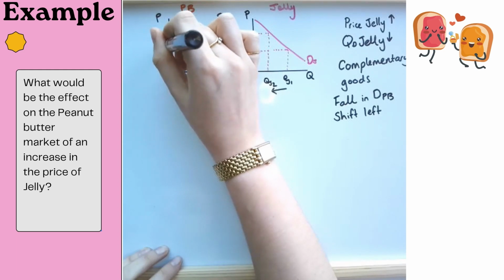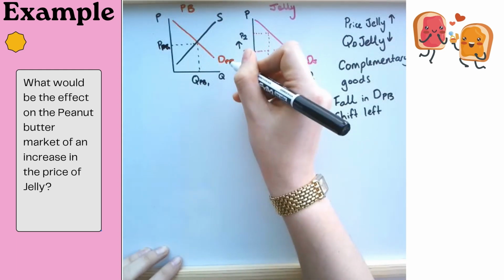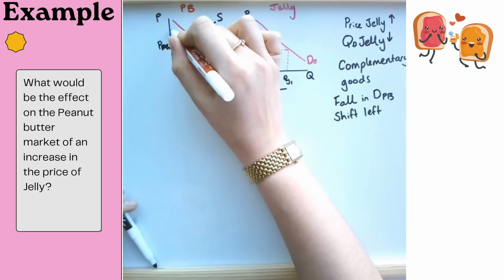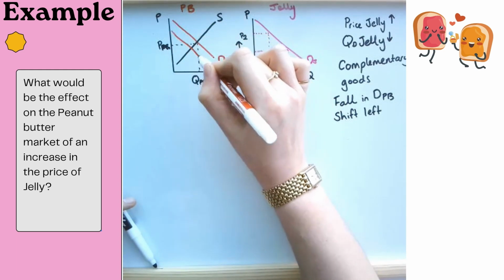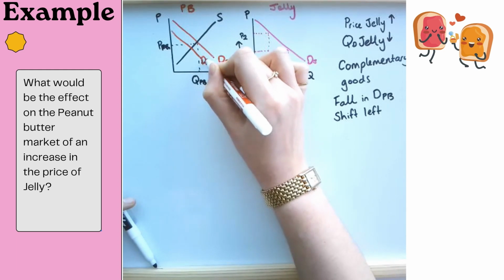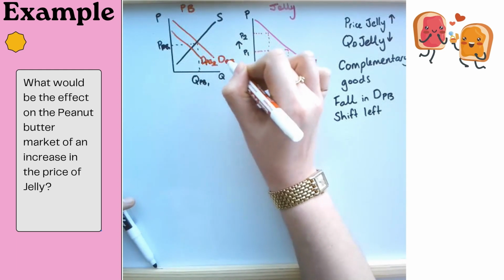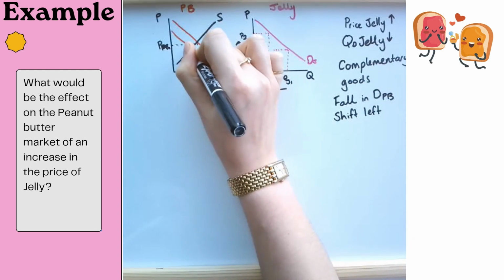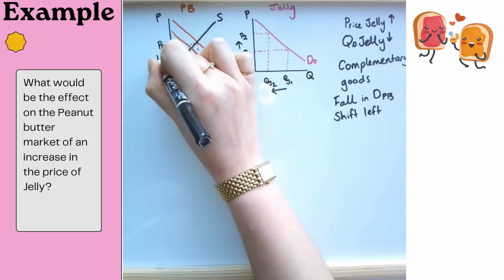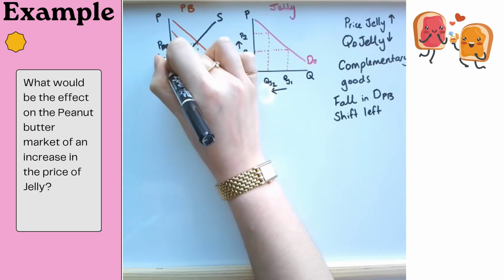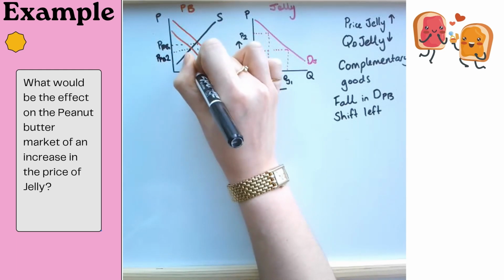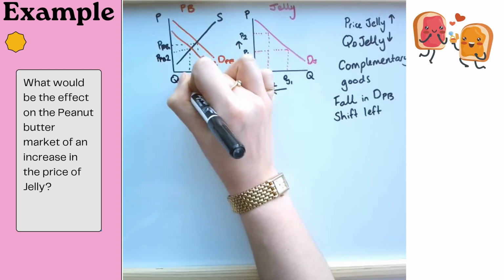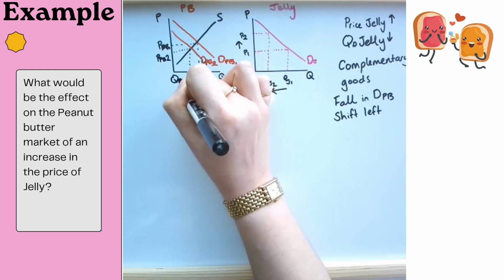I'm just popping on the equilibrium points so we can see that initially the price of peanut butter was at PB1 and the quantity was at QPB1. Drawing the demand curve left of the original, I've decreased demand, and we can see that price will fall to PB2 and QPB2. So we've seen a fall in price and quantity of peanut butter.